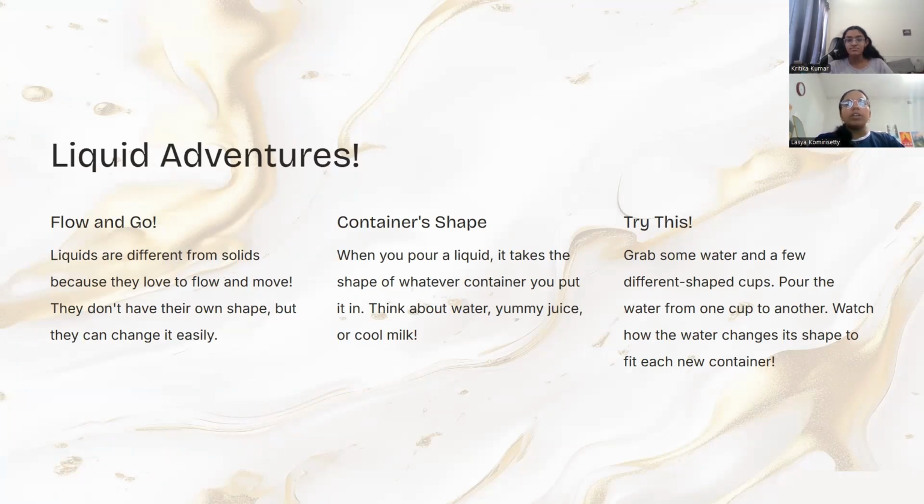Grab some water and a few different shaped cups. Now pour the water from one cup to another. Watch how the water changes its shape to fit the new containers. Comment down below the different shapes you saw and how liquid can change its shape according to the container you put it in.